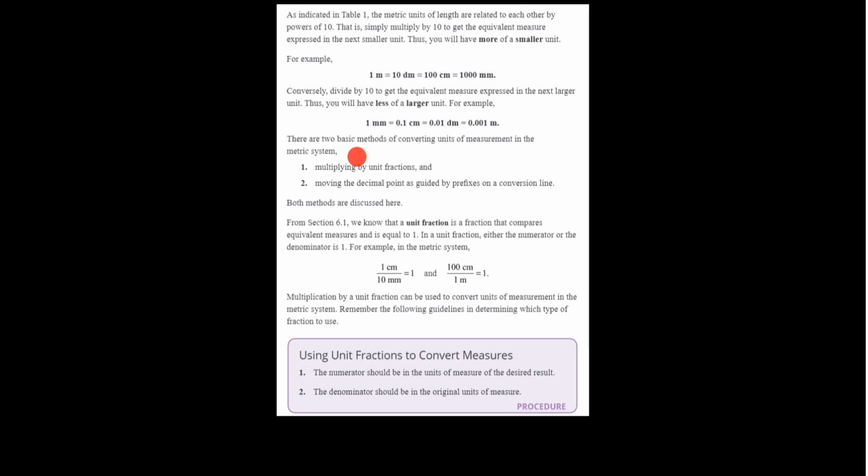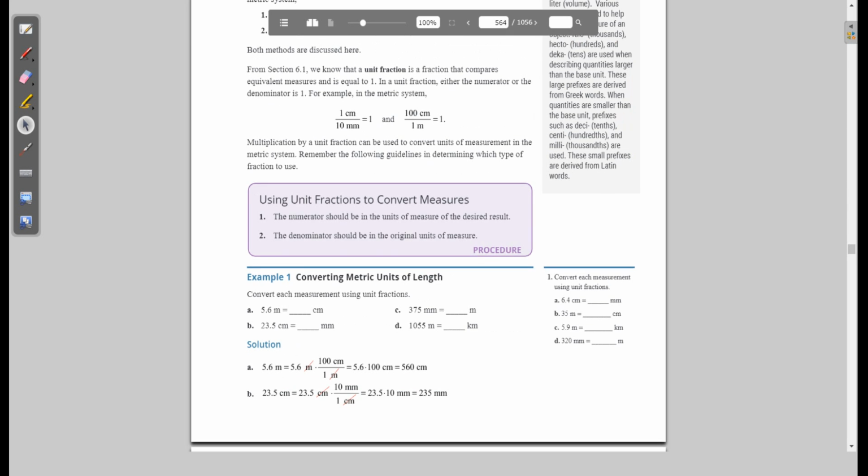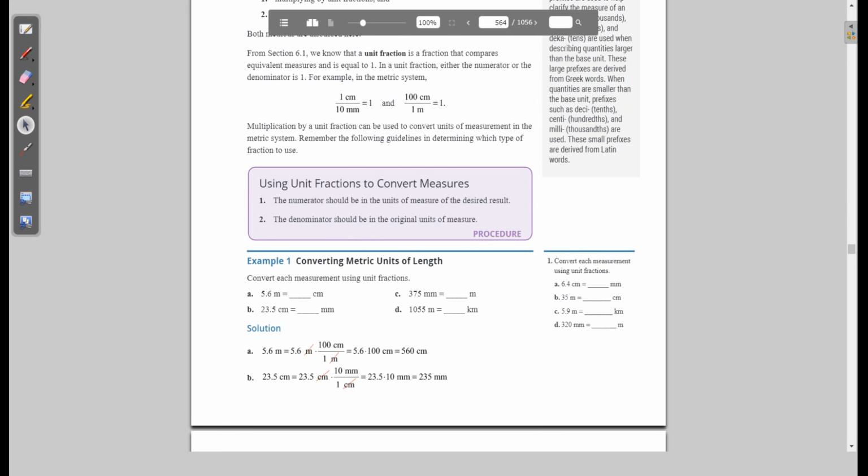So there are two basic methods of converting units of measurement in the metric system. We multiply by unit fractions, and we move decimal points. We'll go over this in an example. So using unit fractions to convert measurements, the numerator should be in the units of measure of the desired result, and the denominator should be in the original units of measure. Now we did this in the previous section, where we canceled things out. So we're going to do that here as well.